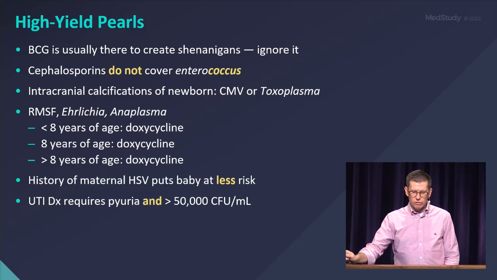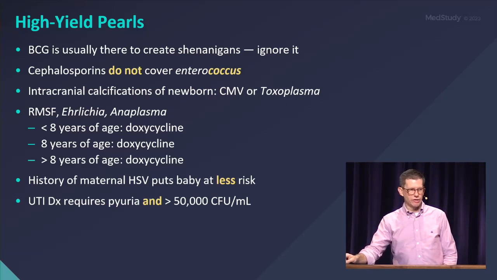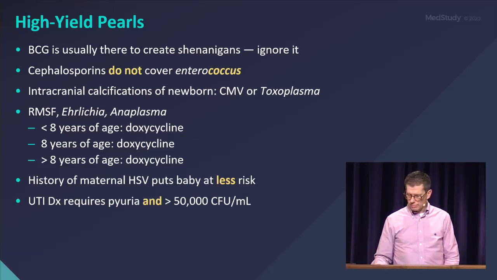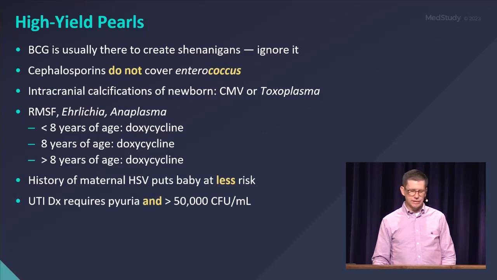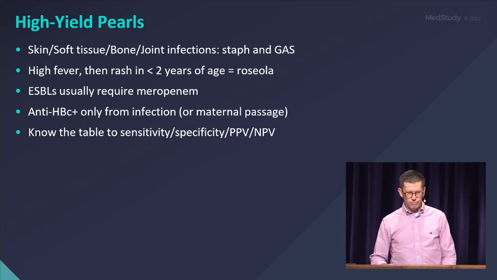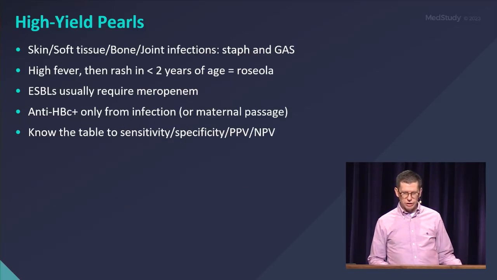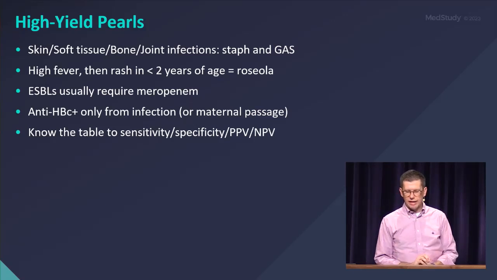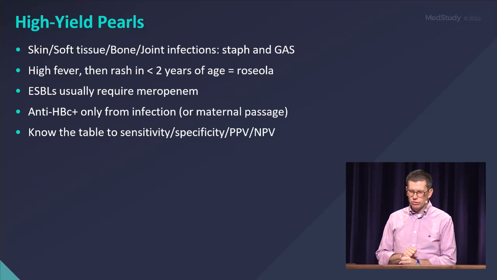Rocky Mountain spotted fever, Ehrlichia, and anaplasmosis are all doxycycline deficiency states. You give them doxycycline, regardless of the age. A history of maternal HSV puts the baby at less risk of having neonatal HSV. And again, the UTI diagnosis requires pyuria and a high CFU per mL colony count. We talked about skin, soft tissue, bone, and joint infections being Staph aureus and group A strep. High fever, then a rash, in a child less than 2: it's going to be roseola.